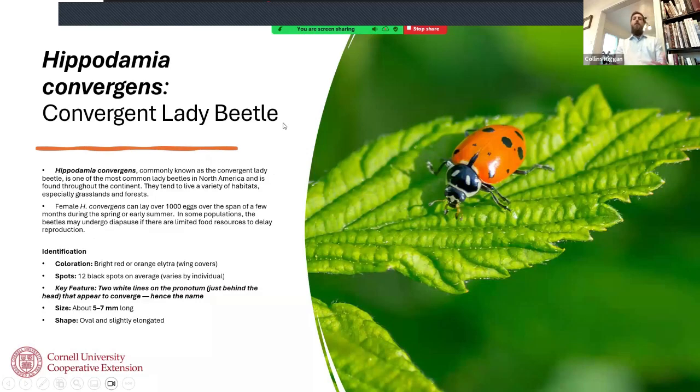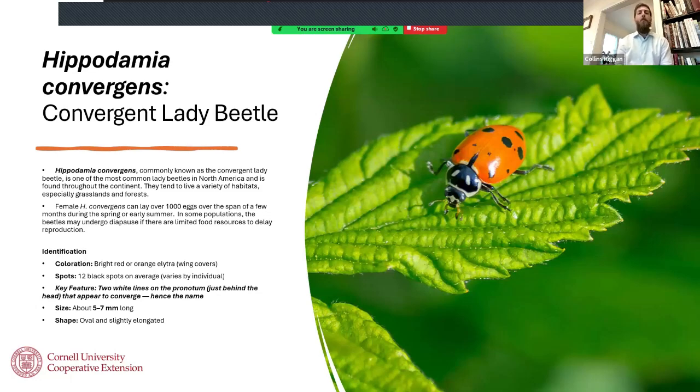So now I want to get into the specific natives to this country. So the first is going to be the convergent lady beetle. This one is native to North America, and it is found all over the continent. It can survive in different types of habitats, but it primarily really likes to be in forests and different types of grasslands. It can lay 1,000 eggs over the span of a few months. And in some populations, the beetles may undergo diapause if there are limited food resources to delay reproduction, really trying to conserve that energy.